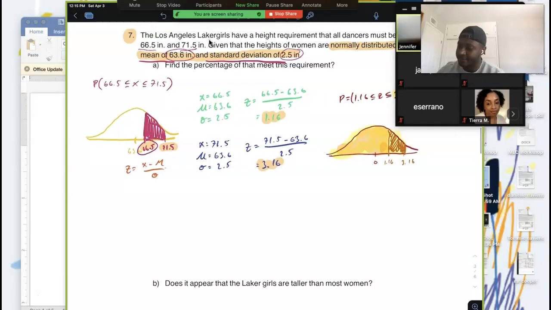All right. Then this application part just asks, does it appear that Laker girls are taller than most women? So how do you think you can respond to that?